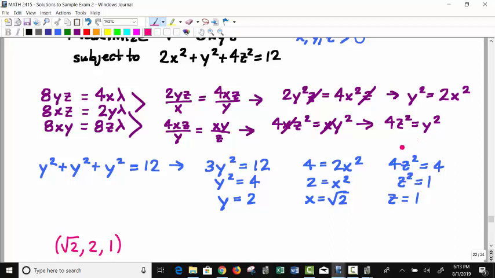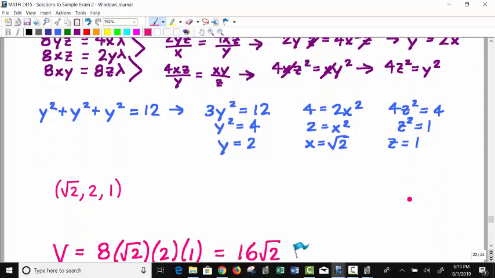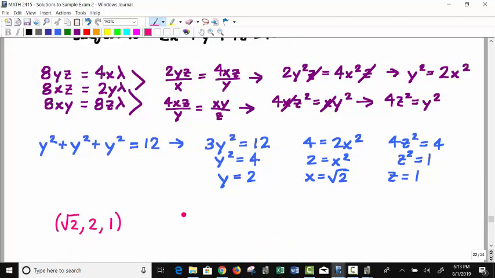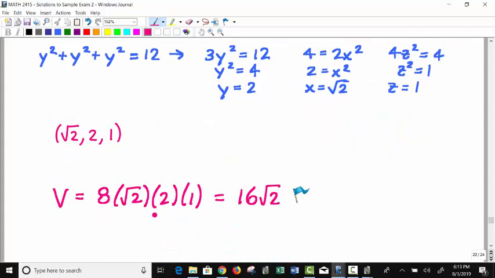So y squared, y is 2. So 4z squared equals 4. Z squared equals 1. So z would just be 1. And then it will yield square root of 2 as x, y is 2, z is 1. That's the optimal point in the first octant, and then it would go all the way around to all the negatives, centered at the origin, and that gives you the maximum possible volume of 16 square root of 2 for the entire thing.